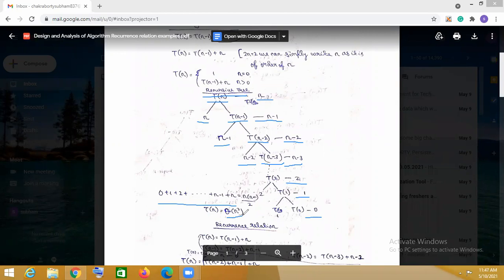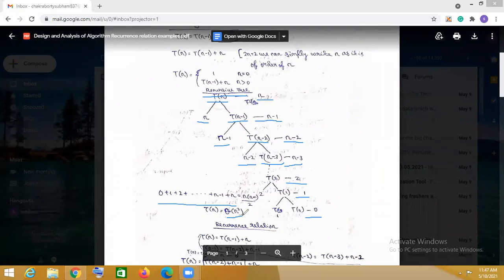Clear to everyone? Okay. Yes, sir. So that's how, through the recursive tree, we can find it. Now this is the recursive tree method of finding it.